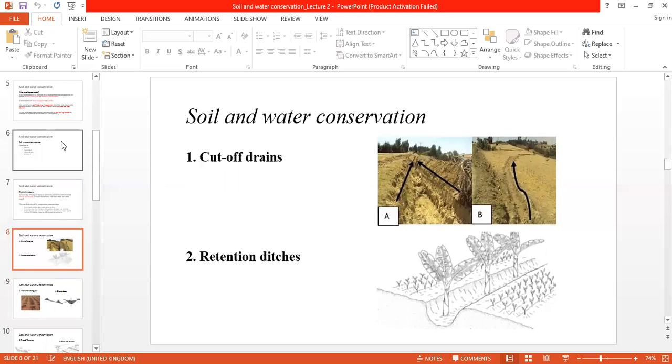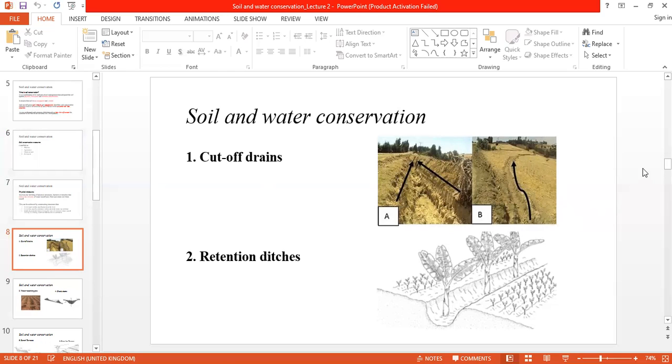So examples of these physical structures or physical measures are what we call cut-off drains. Basically, these ones are just trenches that are dug across the slope. So if the slope is going in one direction, you make a trench. So for example, in this picture here, B, you have a slope that is going in this direction.